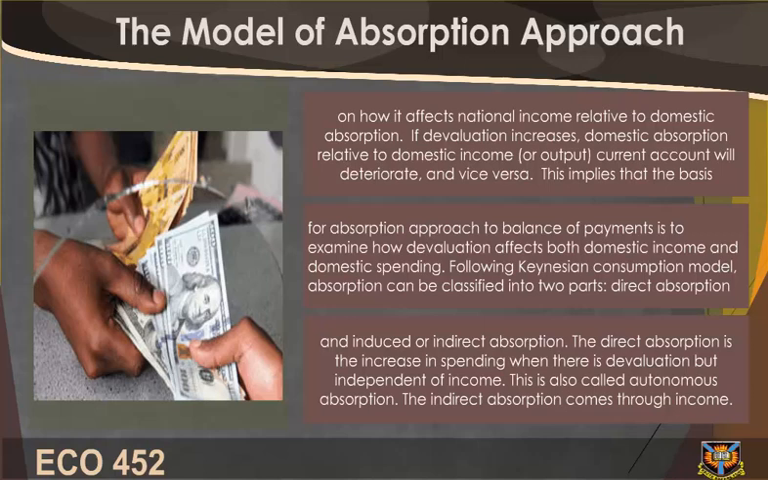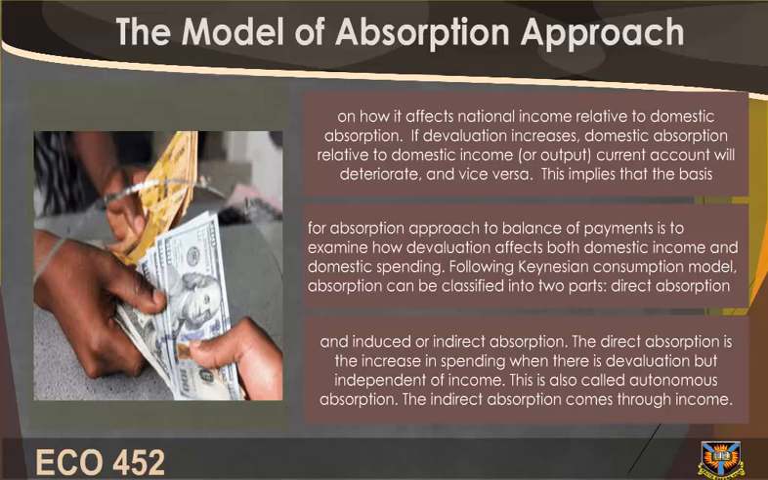This implies that the basis for the absorption approach to balance of payments is to examine how devaluation affects both domestic income and domestic spending. Following the Keynesian consumption model, absorption can be classified into two parts: direct absorption, and induced or indirect absorption. The direct absorption is the increase in spending when there is devaluation but independent of income. This is also called autonomous absorption.